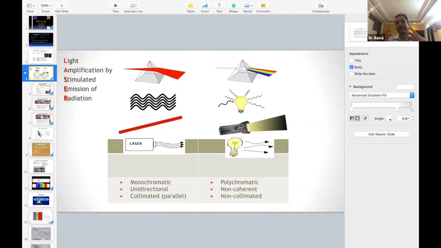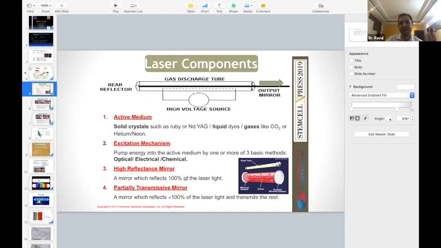It will not be like a light bulb or tube light, where the light goes all around. Third, it is collimated, meaning all the beams will be parallel. It will not be non-collimated, so it will not spread out like this. It will all be parallel together. This is a very important difference between laser and other lights.